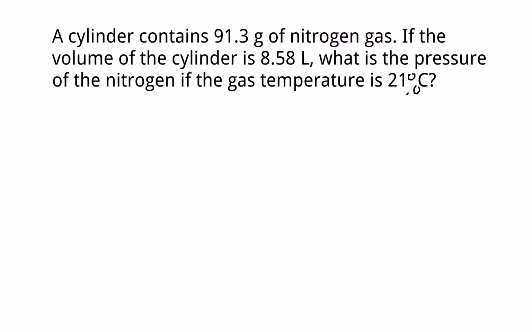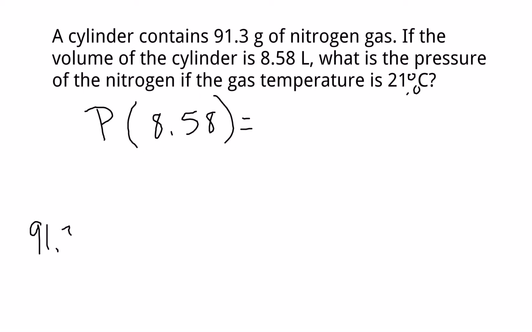So when you get ready to start this one, you should notice you're looking for pressure. So we're going to look for our P in the PV equals nRT. The V, the volume, is already given to us in liters, so that's good to go. 8.58, which is equal to, now, n. The n is going to be a little more complicated. We have grams of N2, so we're going to need to convert into moles of N2.